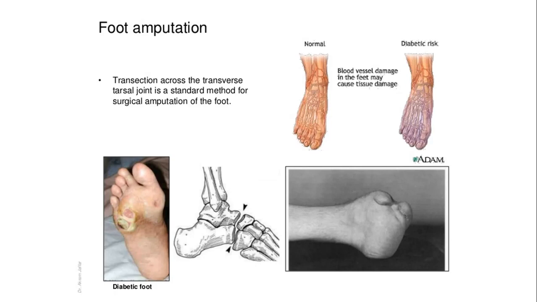Foot amputation is sometimes needed in diabetic patients, especially in ischemic patients, when there is ischemia or necrosis of the distal part of the foot. So in these cases, you need foot amputation. But in this case, here you can see the plane where you are separating the talonavicular joint and also the calcaneocuboid joint, and here is the plane through which the amputation is taken down.